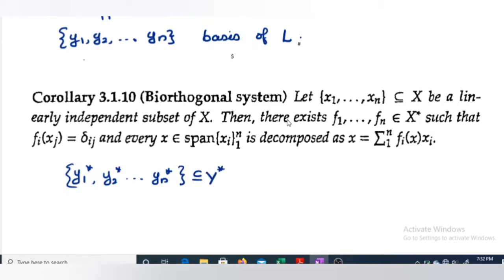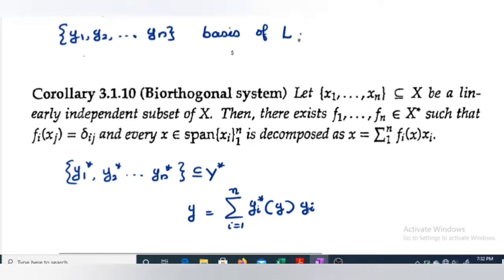Such that you can write any x as sigma i equal to 1 to n of fi of x times xi. Here fi of x are the dual maps, and xi is from the linearly independent set. So any y you can write as sigma i equal to 1 to n, replacing fi with yi star, of yi star of y into yi. So any y belonging to Y you can write like this.